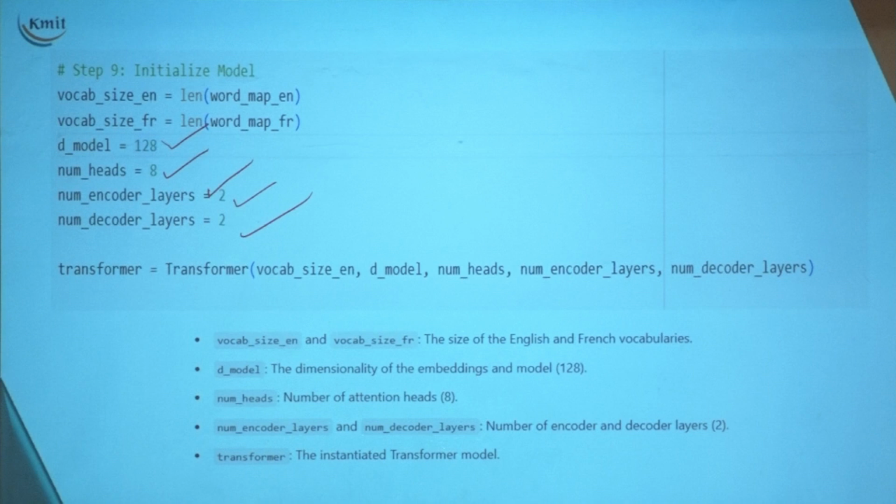Are you all clear? With this we are done with understanding which architecture? The transformer architecture. Okay. Any doubts?